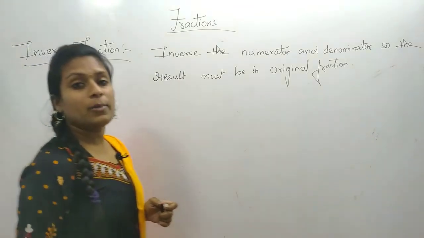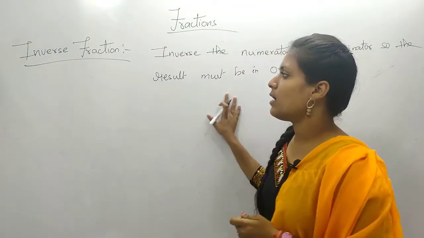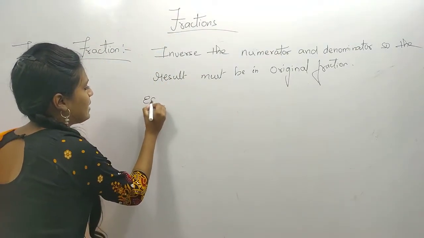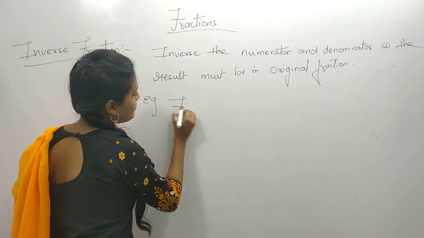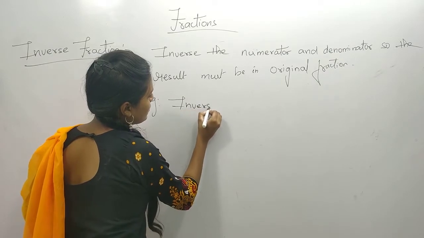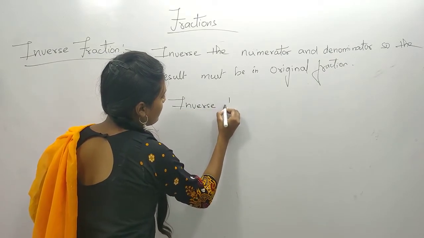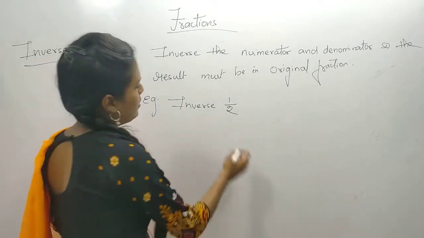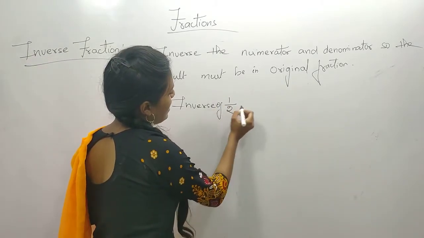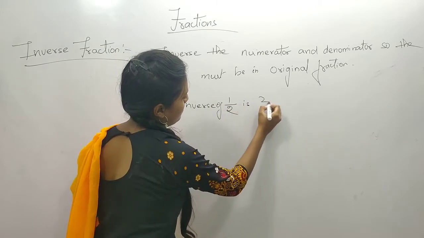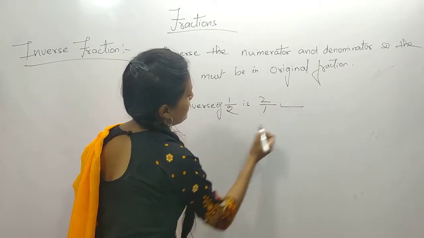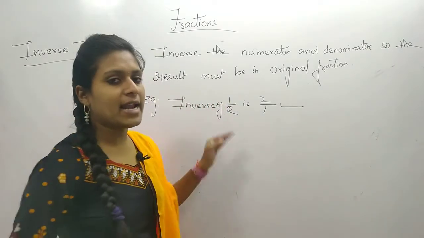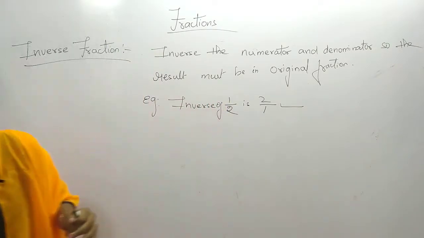Now we have completed inverse. Let's write an example. Take a fraction 1 by 2. What is the inverse of this fraction? The inverse of 1 by 2 is 2 by 1. It is called the inverse, quite opposite in numerator and denominator. We can identify it very easily.